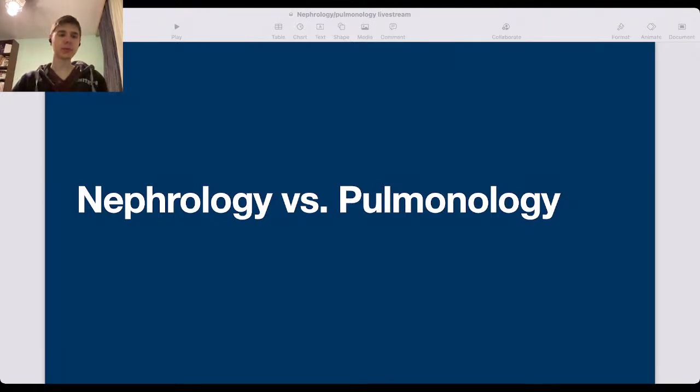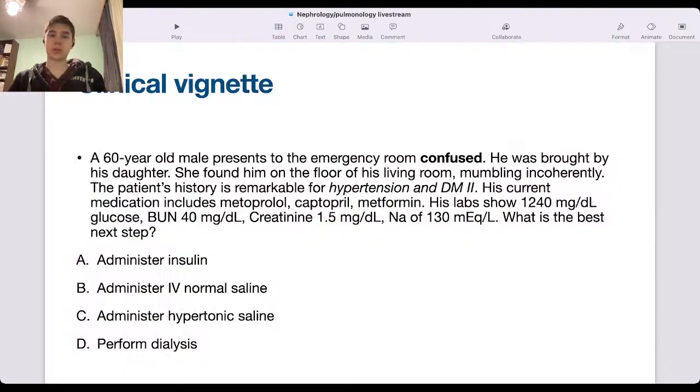Okay, so let's get going. We'll start with the first case. We have a 60-year-old male that presents to the emergency room confused. He was brought by his daughter. She found him on the floor of his living room, mumbling incoherently. The patient's history is remarkable for hypertension and diabetes mellitus type 2. His current medication includes metoprolol, captopril, and metformin.